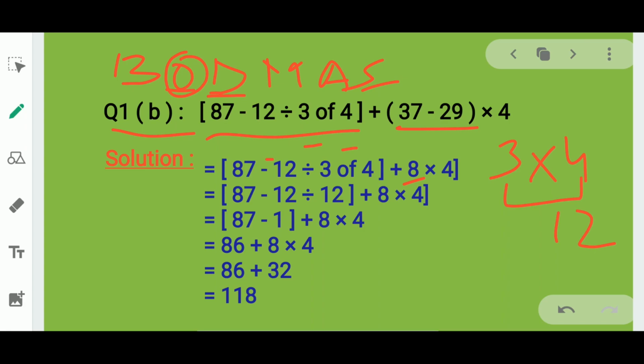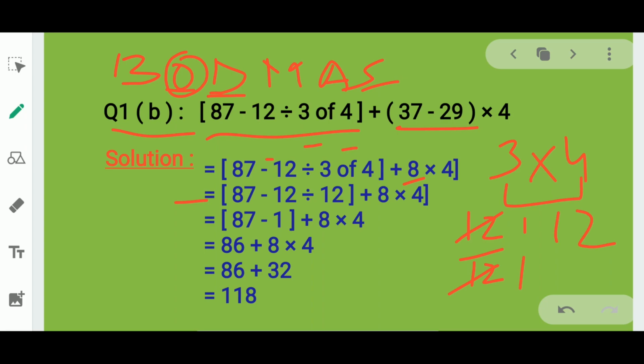Now we have 87 minus 12 divided by 12, big bracket closed, plus 8 multiplied by 4. Now we have one subtraction and one division sign. As you all know, division comes before subtraction, so we have to solve division. We have to divide 12 by 12. As you all know, when we divide 12 by 12, we get 1. Now we have 87 minus 1 in a big bracket, plus 8 multiplied by 4. Now when we subtract 1 from 87, we get 86.